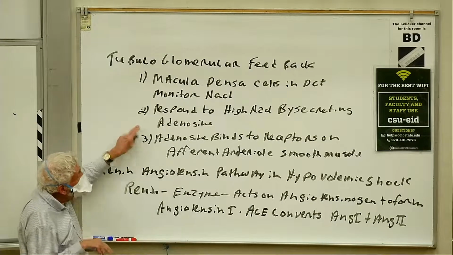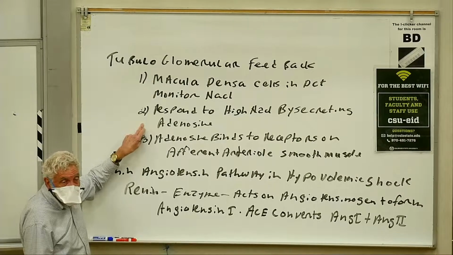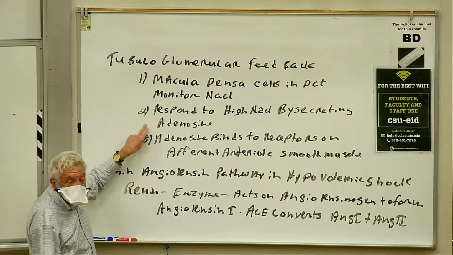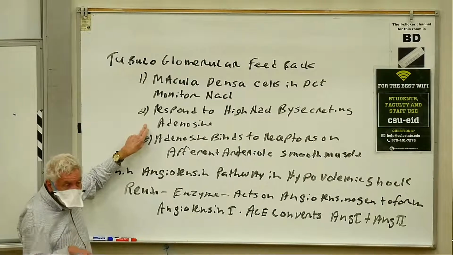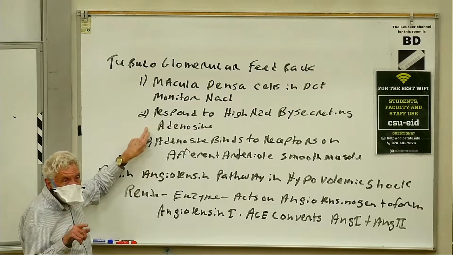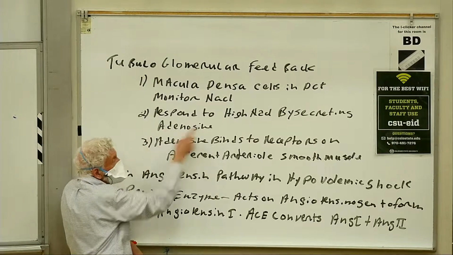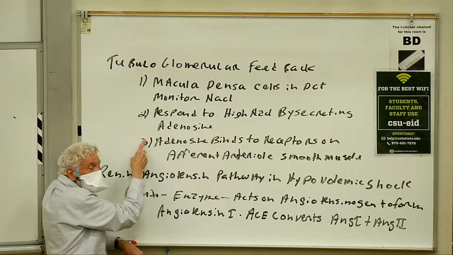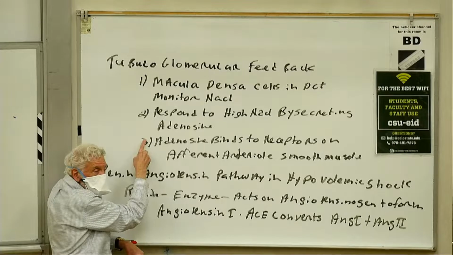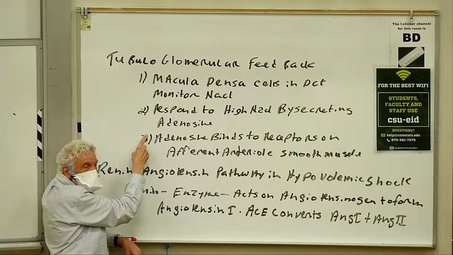So at that point, if sodium chloride is high, that means that the time the fluid has spent in the loop of the nephron is too short. It's moving through too fast. The flow is too high. And so the response of the macula densa cells to that high sodium chloride is to now release adenosine, probably in the form of ATP. That ATP is quickly converted to adenosine.